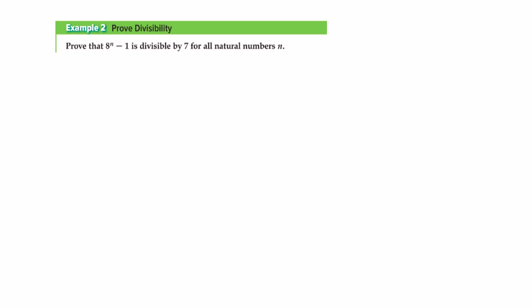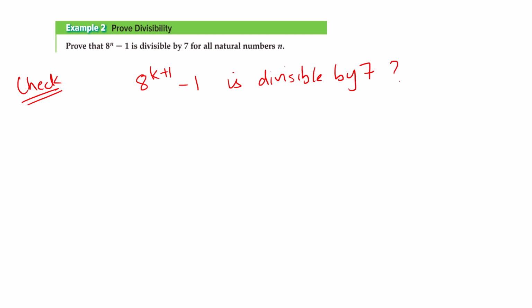So continuing from the last slide, we had 8^(k+1) minus 1. We have to check: is this divisible by 7? That's what we check. So let's take the left hand side, 8^(k+1) minus 1. Now can I write 8^(k+1) as 8^k multiplied by 8? How do I get this? Because if I break the power, 8^(k+1) is 8^k multiplied with 8 to the power 1. So this is the same as this.